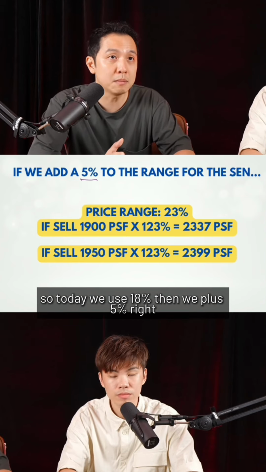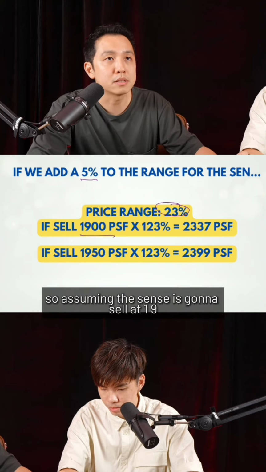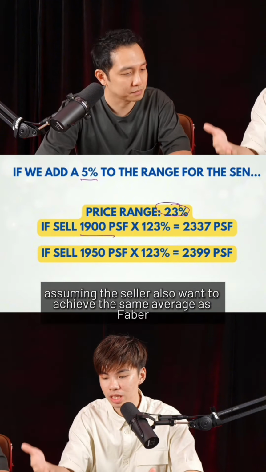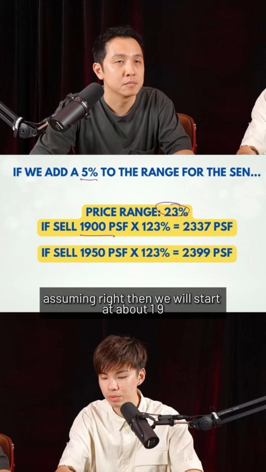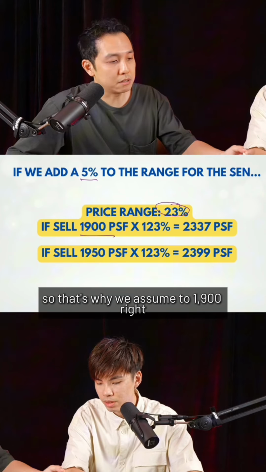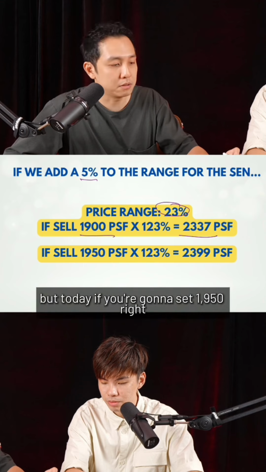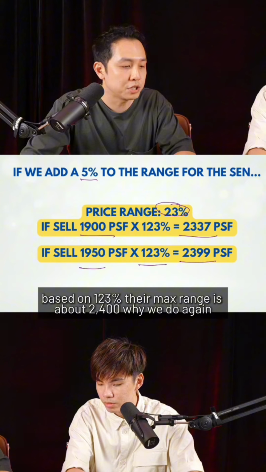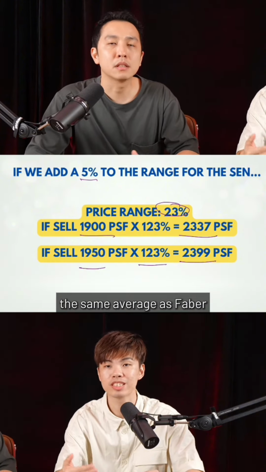So today we use 18%, and we plus 5%. So the price will be about 23%. So assuming that the Sen is going to sell at 19, because Faber is 1955. Why we start at 19 is because we assume the Sen also wants to achieve the same average as Faber. And also the developer bought the land a bit cheaper. So that's why we assume 1909. That means they want the average of 2002, so it will be about 2337. But today, if you're going to sell at 1950, based on 123%, their max range is about 2004. Why do we do this again? Because we assume that they want to achieve, for example, the same average as Faber.